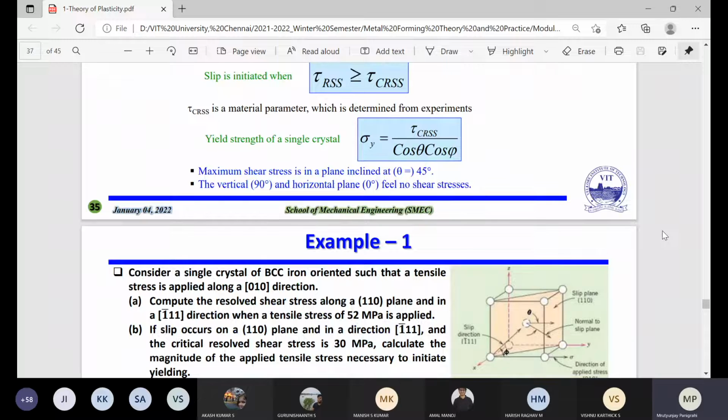Second question: if slip occurs on a 110 plane and in a direction of 1 bar 1 1, and the critical resolved shear stress is 30 megapascal, calculate the magnitude of the applied tensile stress necessary to initiate yielding.